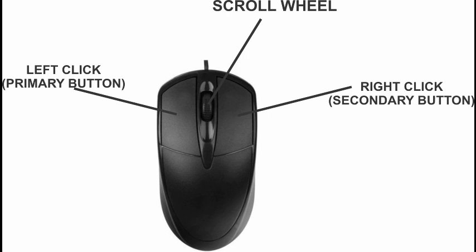The mouse has three buttons. The first one is the left click, which is otherwise known as the primary button. We have the right click, which is otherwise known as the secondary button, and we have the scroll wheel. These three units have different functions. The left click is the one used to send commands to control the computer.